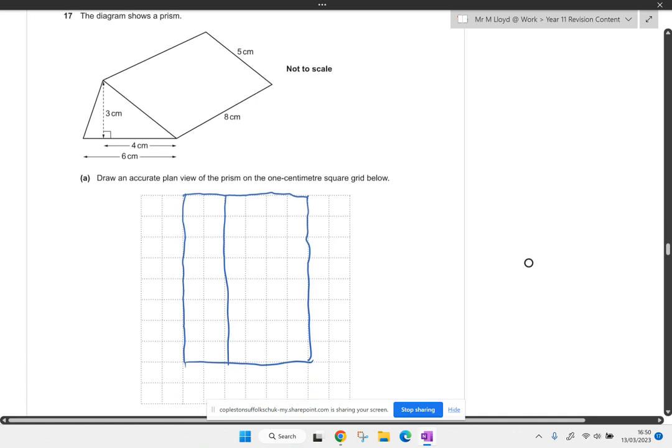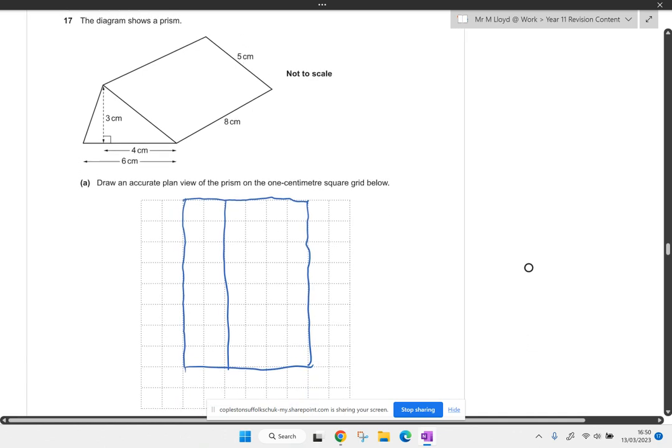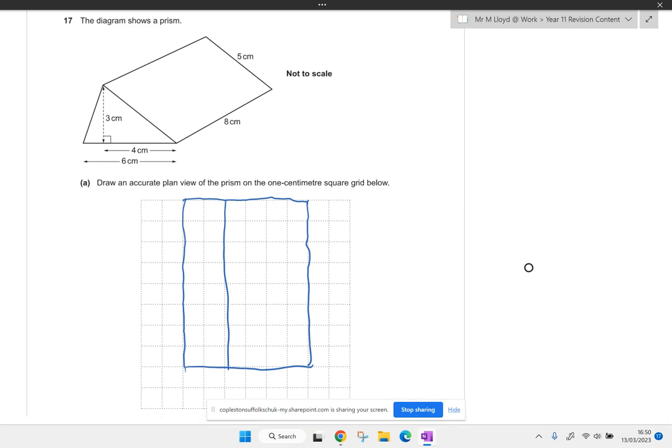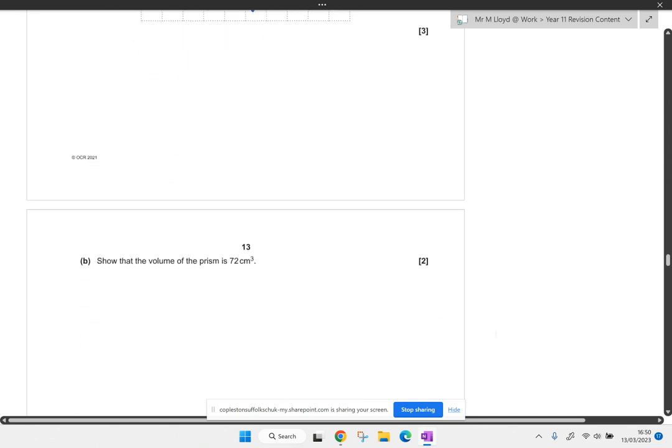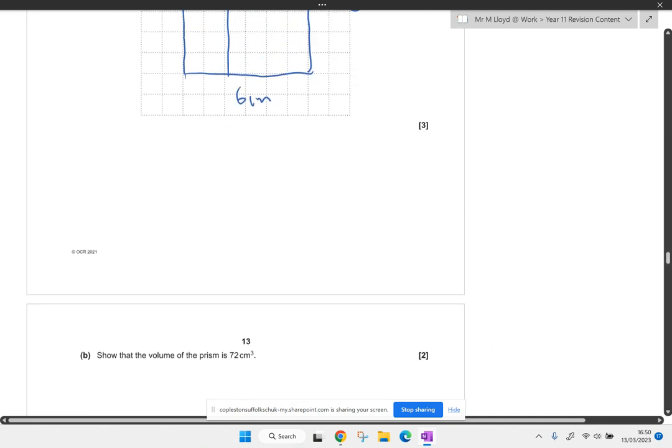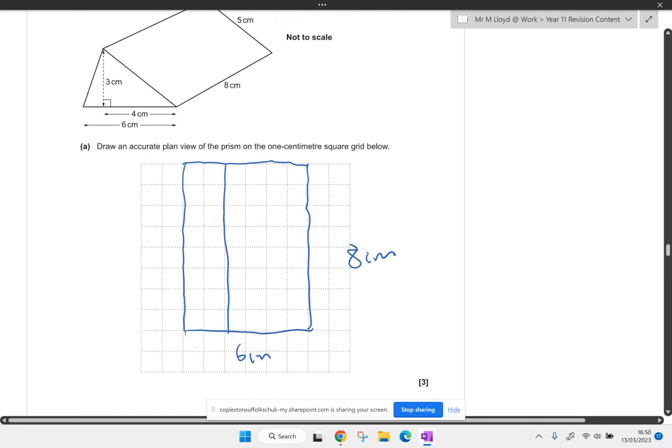I've had a little look at the mark scheme there. It does say accept in any orientation. It says rectangle 8 by 6. Yeah, I've done that. That's 8 centimetres, that's 6 centimetres, so I'm happy with that. And then a line 2 centimetres from the longer edge. So that's fine. Anything else I need to do there? No, it doesn't even say I have to mark the values on, I don't think. So that's fine.